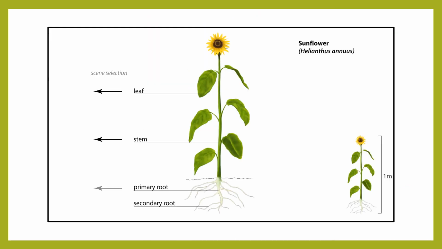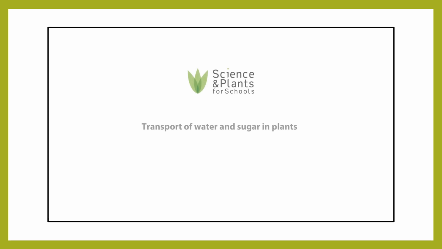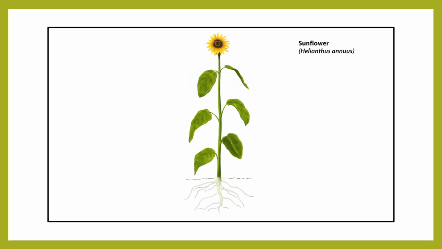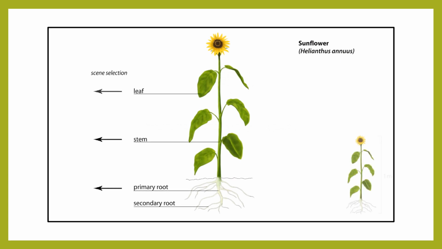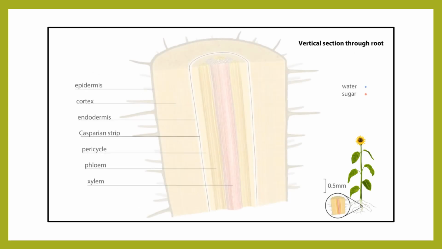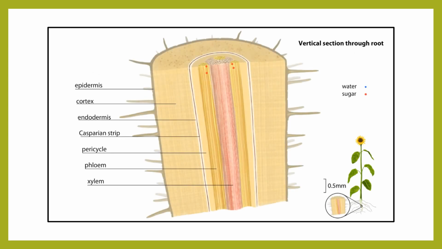So to finish off, I'm just going to play a part of a video here. So this is in the PowerPoint, so you can watch the whole video if you want. It is just going to show you the movement of water and sugar or glucose in the plant. So this is in the roots. You can see that the water is moving into the plant through those root hairs.